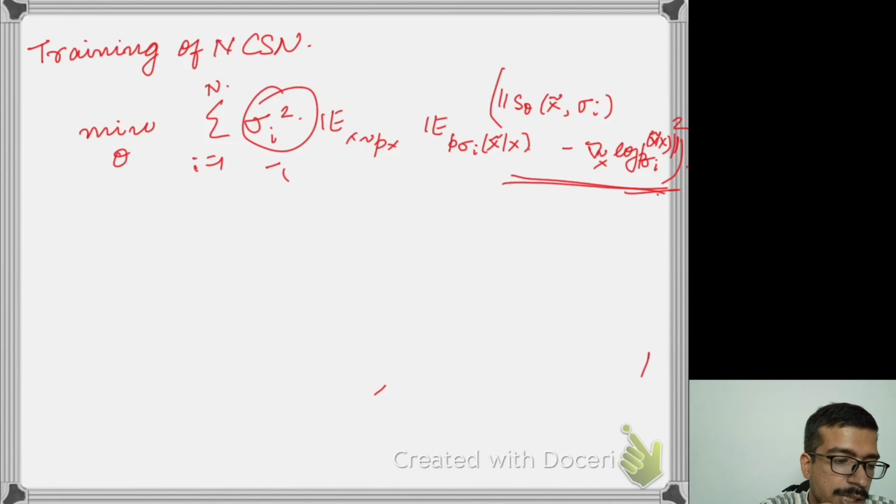Now how do we make these sigma I's continuous in time? That's the question.